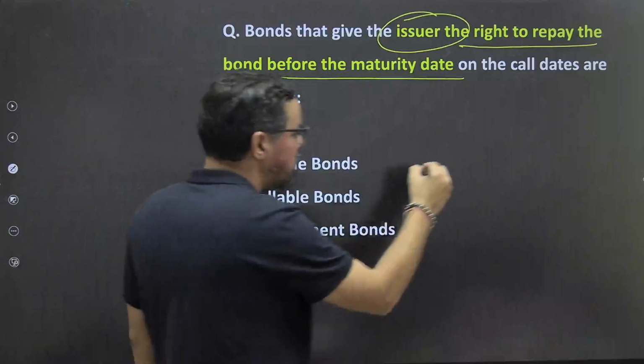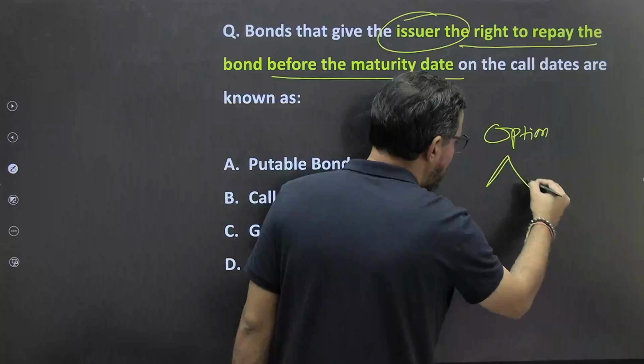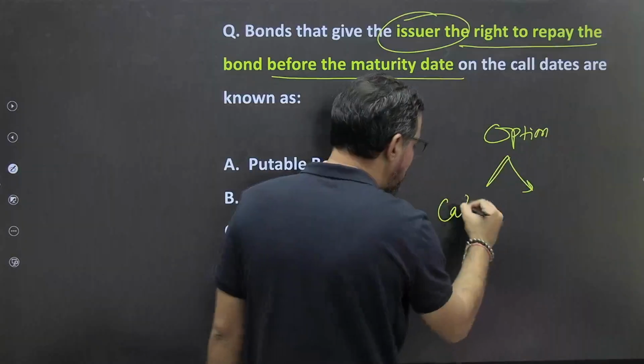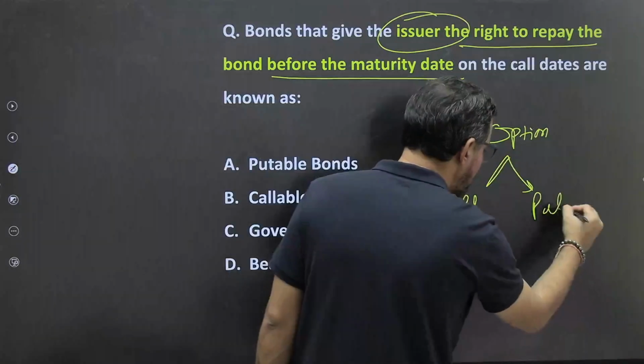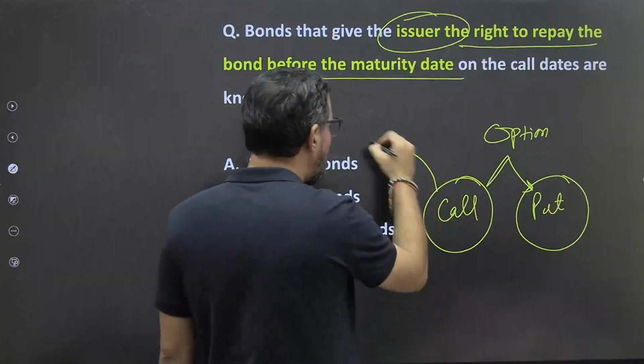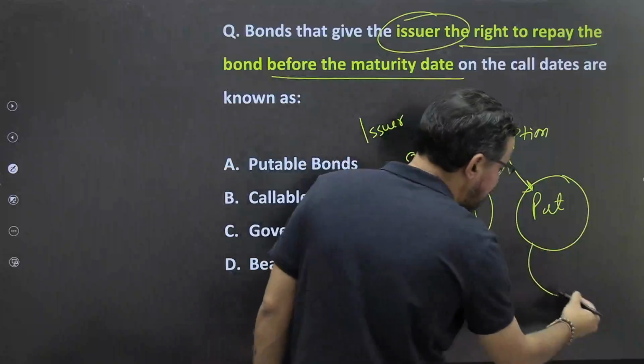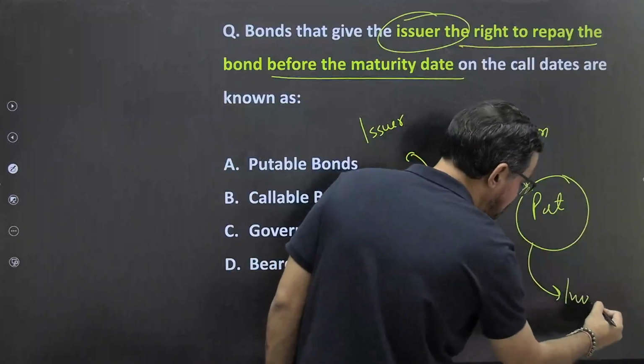Okay? So when it comes to options or optionality in bonds, we have two types of option. One is callable bonds, another one is putable bonds. When it comes to callable bonds, they give the right to the issuer. Right to the issuer means the company. And when it comes to putable bonds, they give the right to investors.